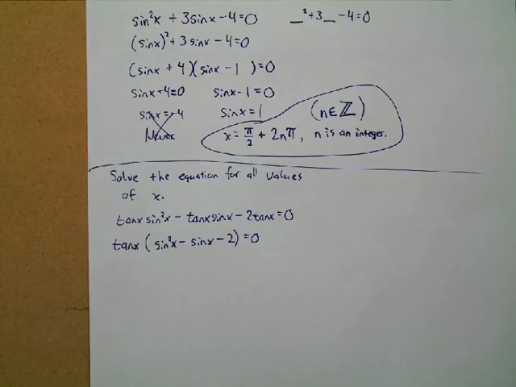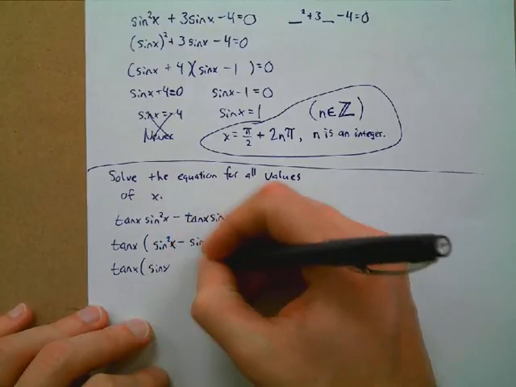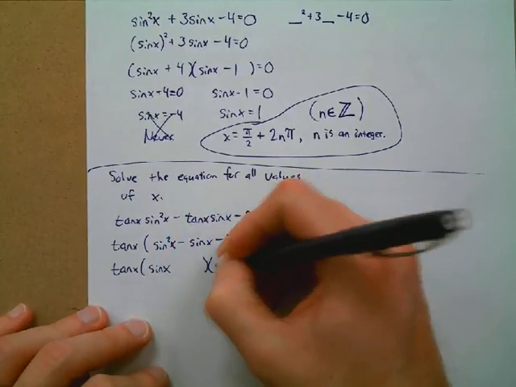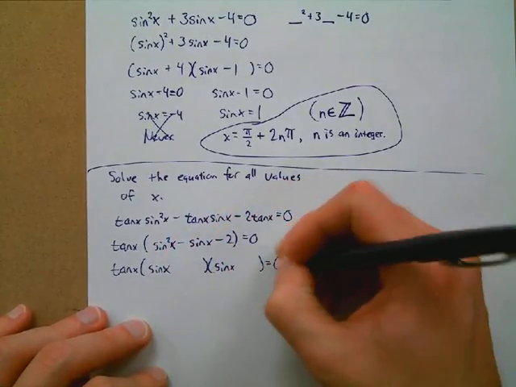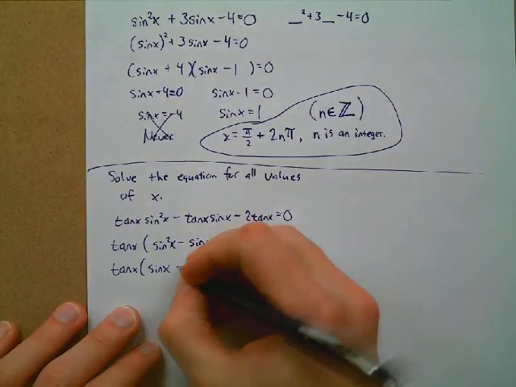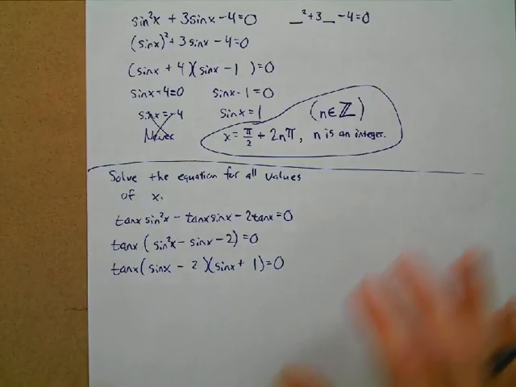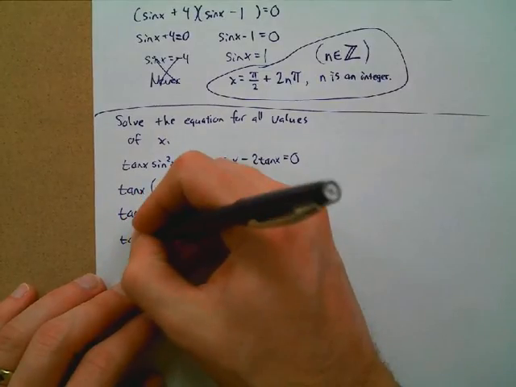So let's see if we can. Let's see here. We'll need a sine of x, and then another sine of x. So we need two numbers that multiply to make negative 2, but add to make negative 1. So it'll be negative 2 and positive 1. And now at this point we can set all those factors equal to 0. So you can say, okay, tangent x equals 0. Sine of x minus 2 equals 0. Sine of x plus 1 equals 0.